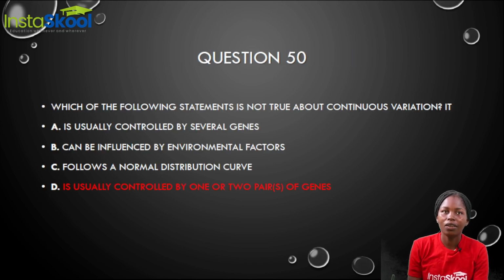So let's look at our options. Option D is very wrong because it is not controlled by one or two pairs of genes. When we talk of discontinuous variation, it can be controlled by only one gene or two pairs of genes. But when we talk of continuous variation, it is controlled by several genes.